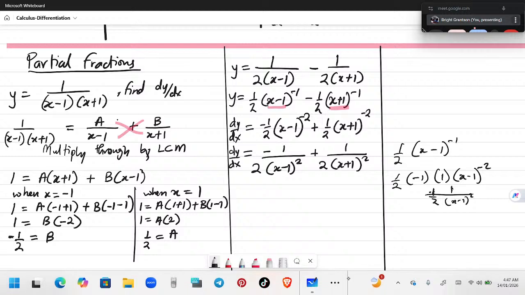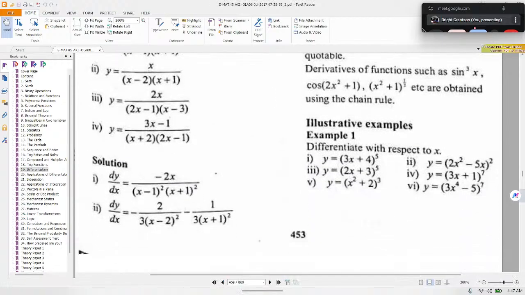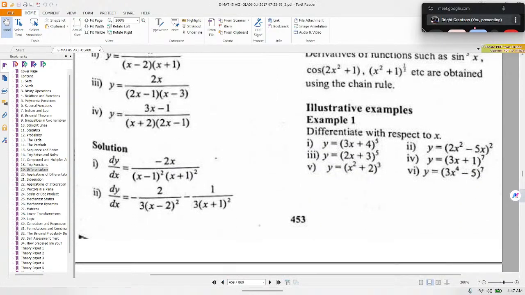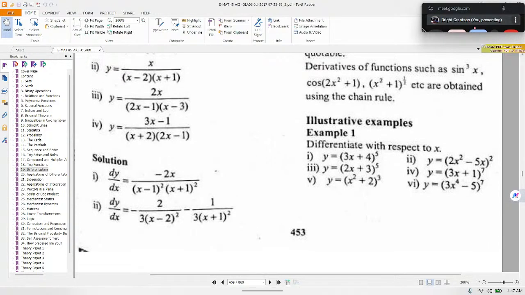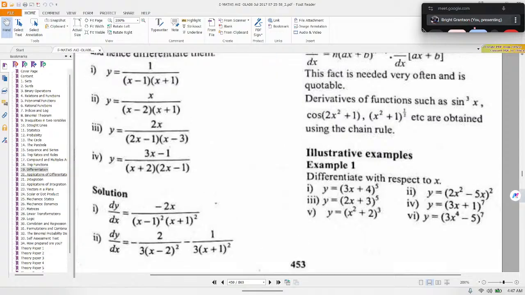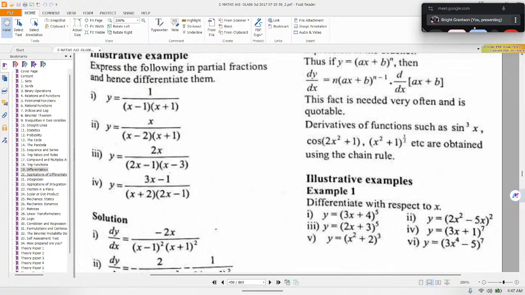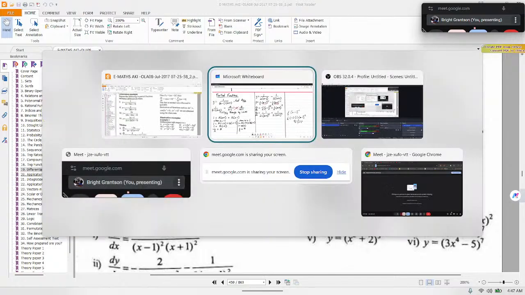I don't get their solution. So the solution is what? Negative 2x all over x minus 1 squared, x plus 1 squared. Or they are using product rule. I don't get it. I don't get it.